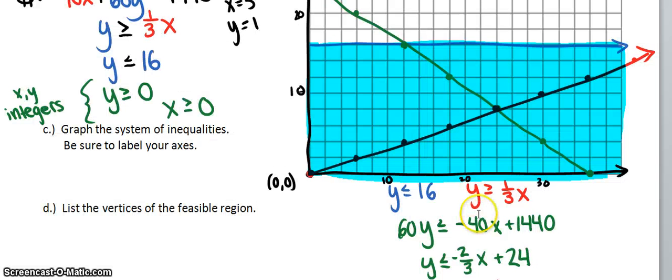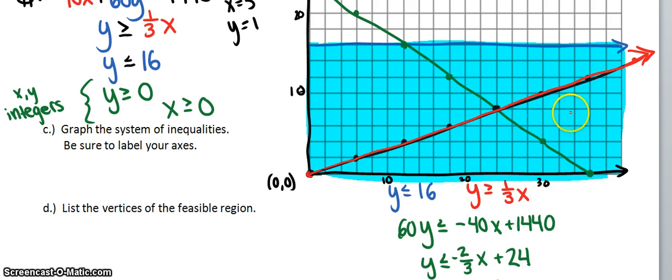Okay, my next one says y is greater than or equal to 1/3 x. So if y values are greater than or equal to 1/3 x, well, that's this red line right here. I want all the y values to be greater than or equal to 1/3 x.